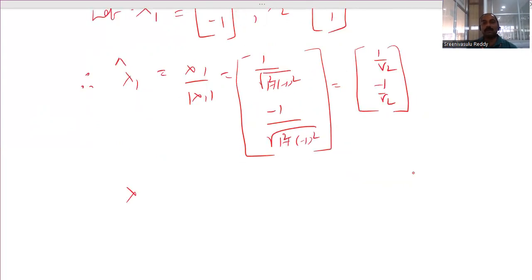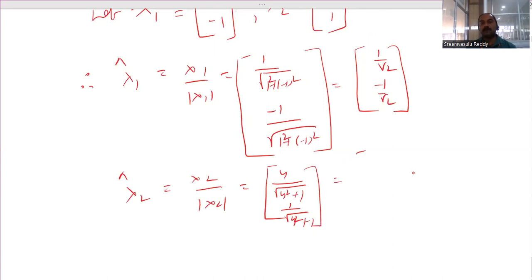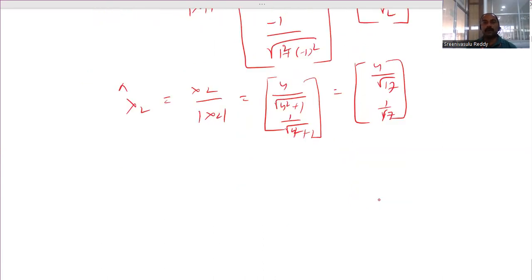Similarly, the normalized vector of the second vector equals x2 by mod x2. That is 4 by square root of 4 squared plus 1, and 1 by square root of 4 squared plus 1, which is equal to 4 by root 17, 1 by root 17. So with x1 and x2 done, the normalized vector matrix P equals x1 cap, x2 cap.